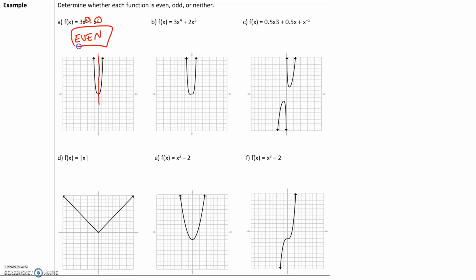But we can tell even without the graph because the exponents are all even. Okay, let's take a look at the next one. Here, the exponent is even, here the exponent's odd.